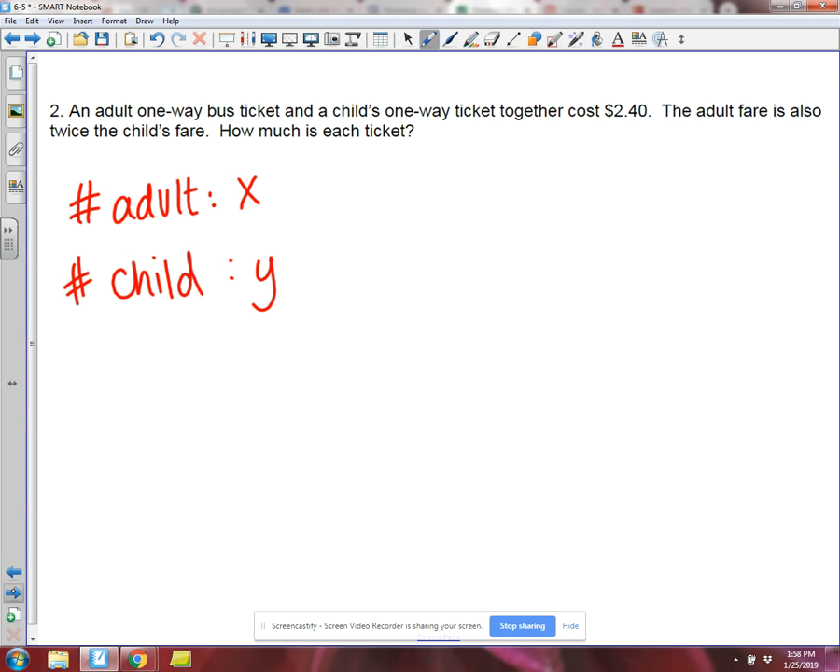Okay, here we go. Together, they cost $240. Okay, but what equals 240? X plus Y is 240. Adults plus children is 240. The adult fare is, what am I using for adults? So X equals, right? Twice the child's fare. Awesome. Child is Y in our case. Go for it.